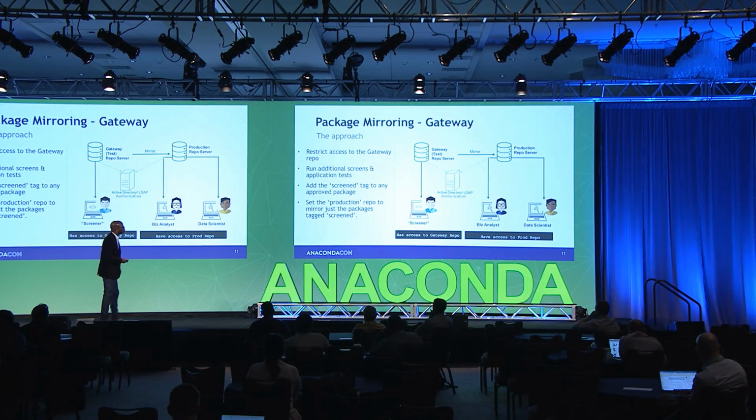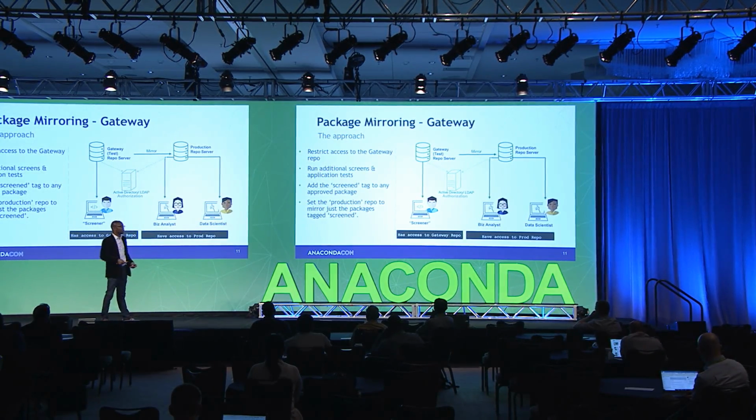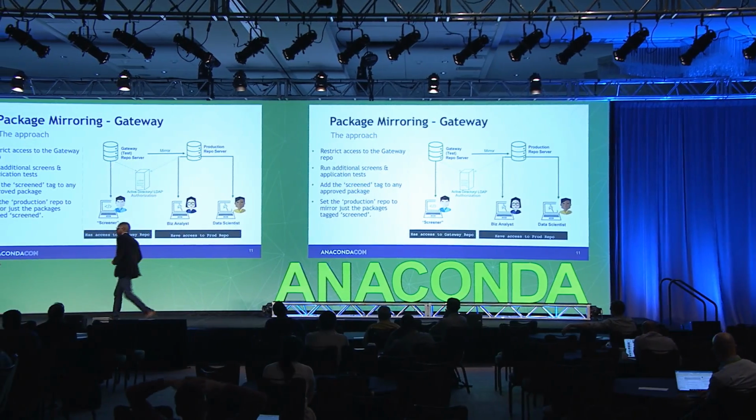So you mirror the packages to the gateway repo. The screener would run the tests on them, and then the screener will tag any of the packages that have passed with the appropriate tag. And I won't pull this up on the screen, but one of the things you can do in Anaconda repo is tag any package release. So actually, let me just show it.